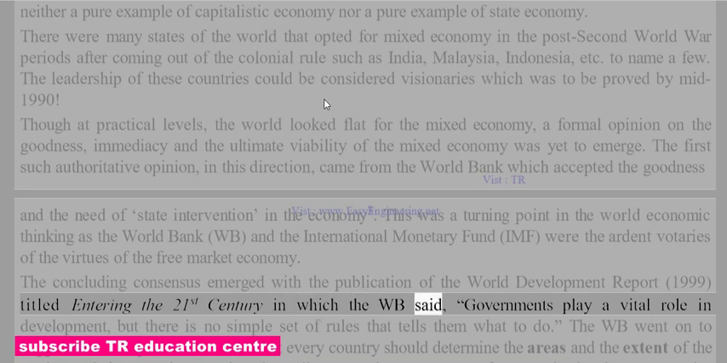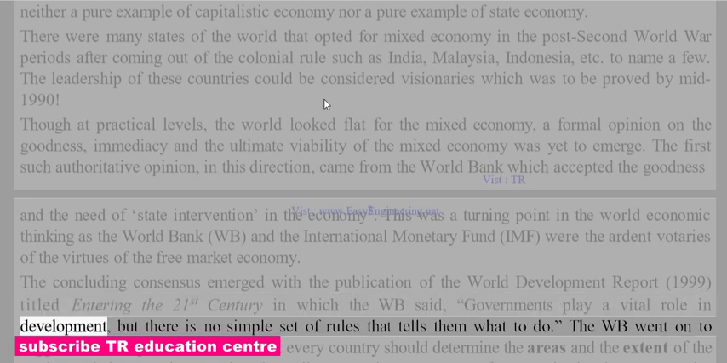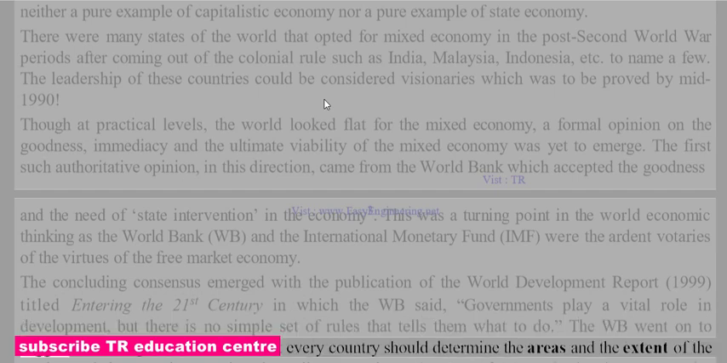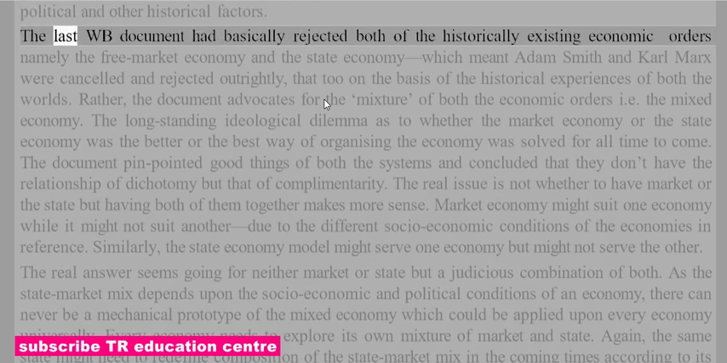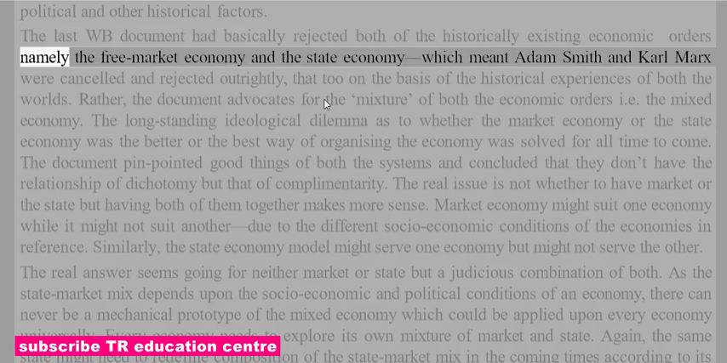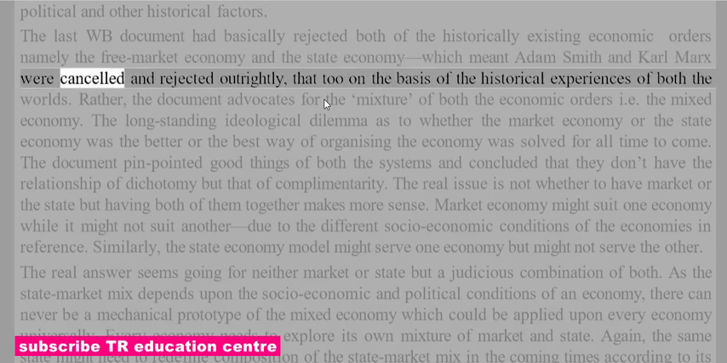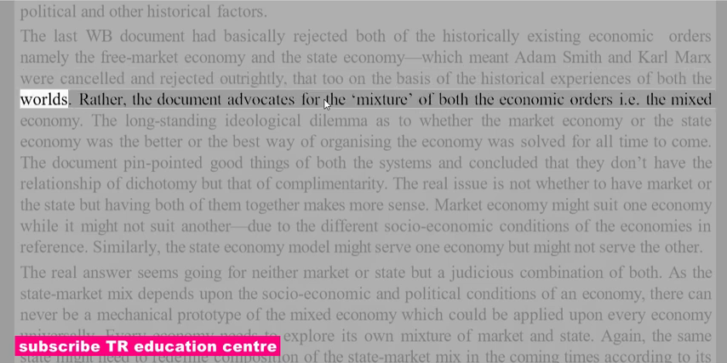the WB said, governments play a vital role in development, but there is no simple set of rules that tells them what to do. The WB went on to suggest in this important document that every country should determine the areas and the extent of the market and the state intervention depending upon its own stage of economic development, socio-political and other historical factors. The last WB document had basically rejected both of the historically existing economic orders, namely the free market economy and the state economy, which meant Adam Smith and Karl Marx were cancelled and rejected outright, that too on the basis of the historical experiences of both the worlds.